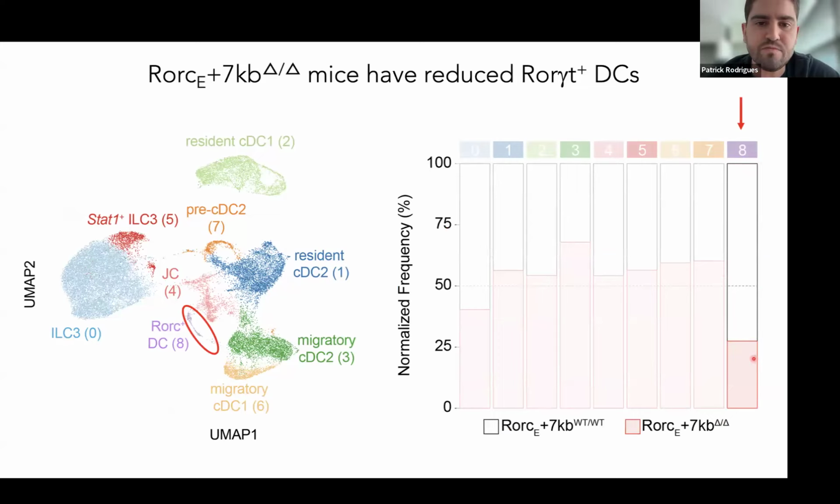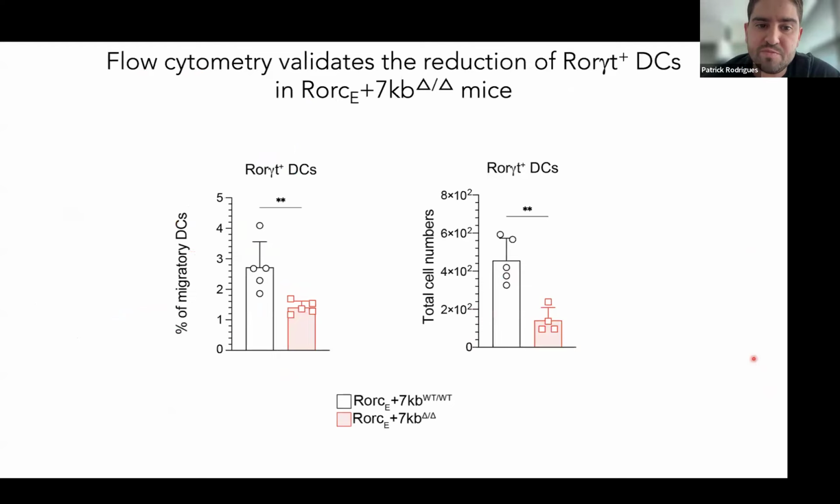We also validated this experiment by looking at the frequency of the RORγt DCs as well as the total cell numbers, and we were able to show that, indeed, the enhancer knockouts seem to have a reduction of the RORγt DC compartment.